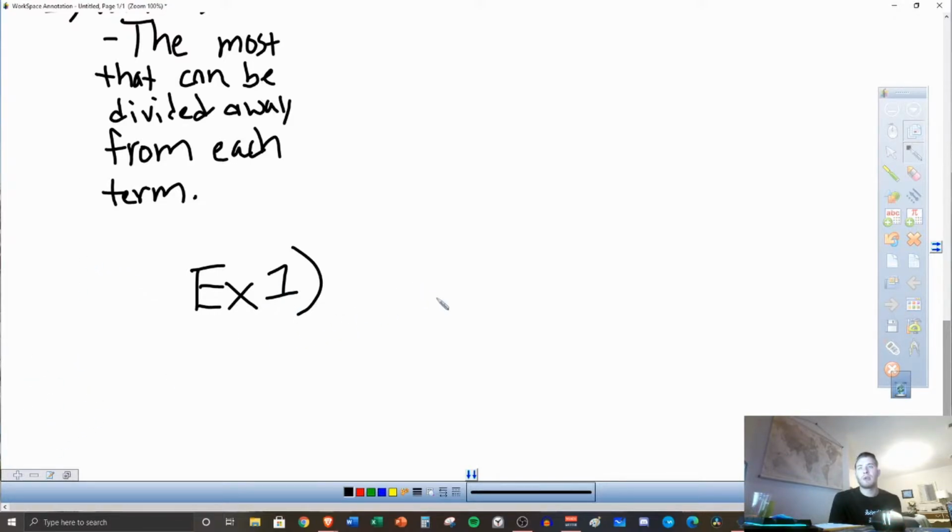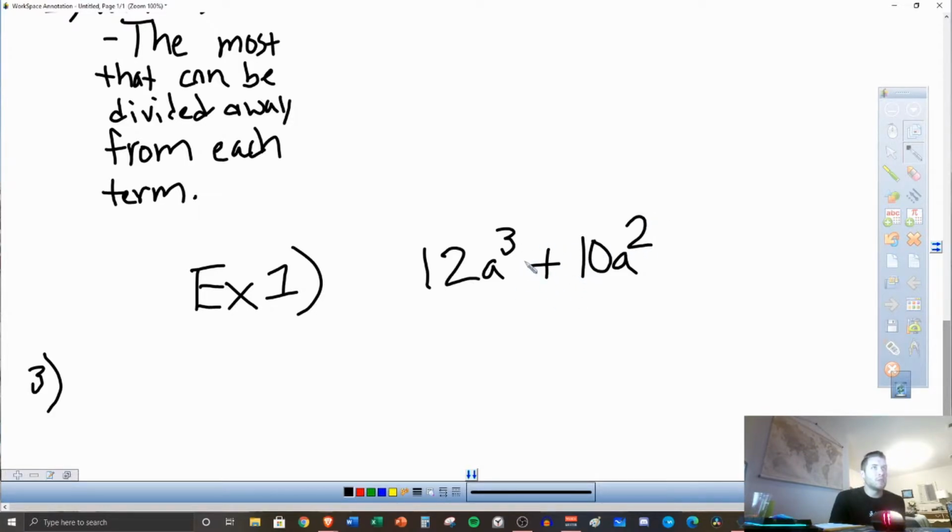So we'll have step 3 in a second, okay? But let's go ahead and write down a problem. 12a to the third plus 10a squared. So now we have an addition symbol in here, and this is what actual problems are gonna look like. This is a polynomial. It's a binomial, technically. And we're looking for the GCF.